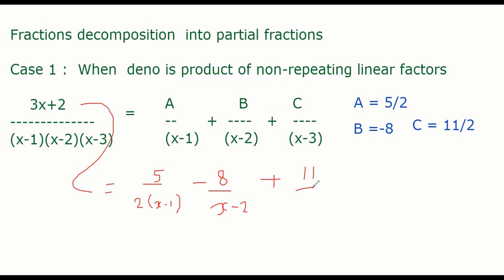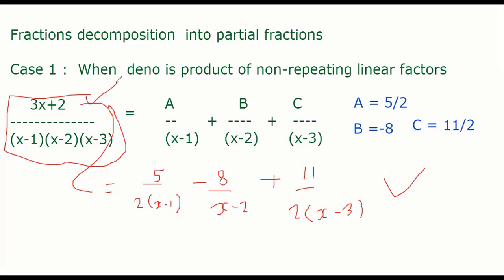So 11 by 2. If you really see now, the whole objective was there was a big fraction, 3x plus 2 by something, x cube something something. And you decompose the fraction into 3 partial fractions: 5 by 2 of x minus 1, 8 by x minus 2, 11 by 2 of x minus 3. And now when you do integration of this, suppose somebody says integrate this. Integration of this is equal to integration of all of these, and easily we can integrate them, because we know the integration of 1 by x minus 1, 1 by x minus 2. That is what type 1, case 1.